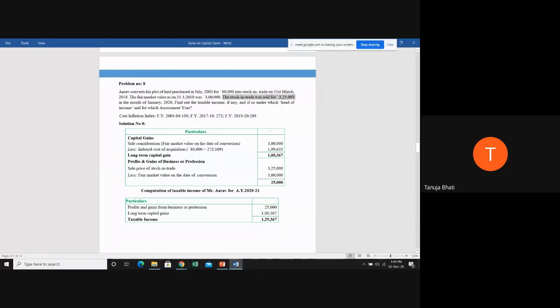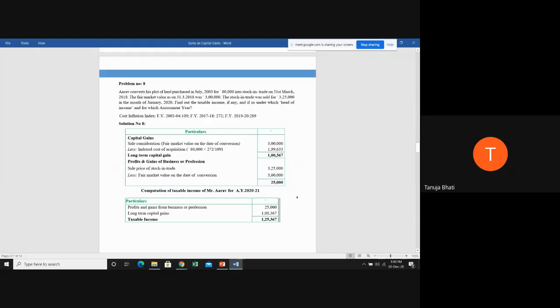The stock in trade was sold for 3,25,000. So you have taken here 3,25,000 less fair market value on the date of conversion. So fair market value on the date of conversion is 3 lakh. So 3,25,000 minus 3 lakh. So the business income is how much? 25,000.